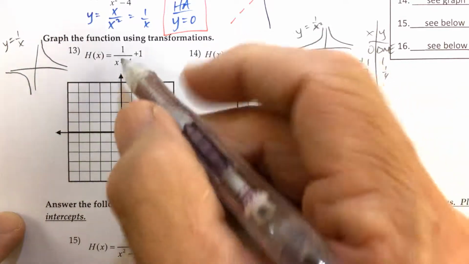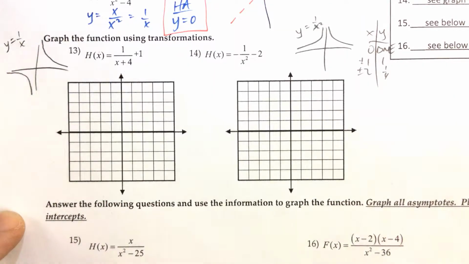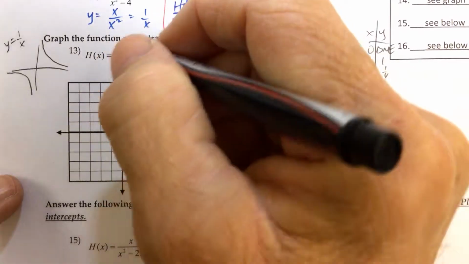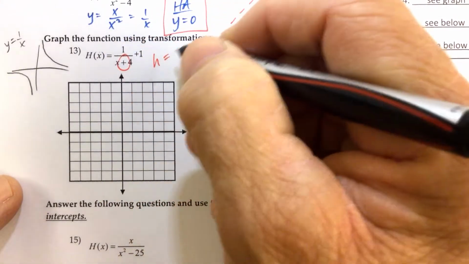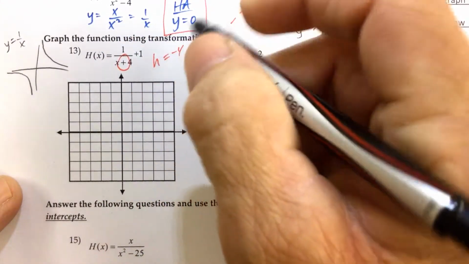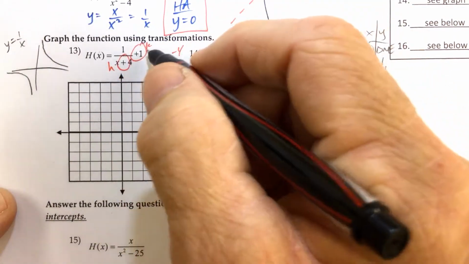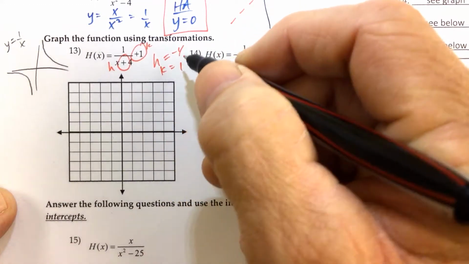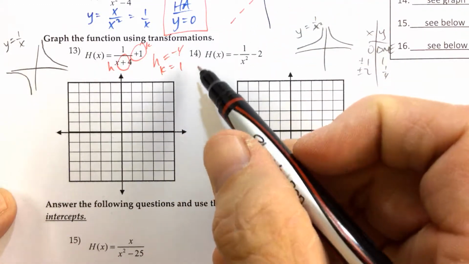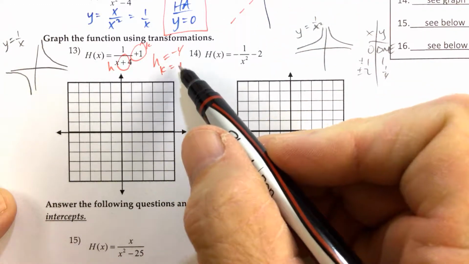So this one here, it's your HK that we're always looking for. The H here is the number being subtracted from the X, and so H is -4. The K is the number that's added to the outside, and K is 1. So that means that we're going to move something to the left 4 and then up 1.